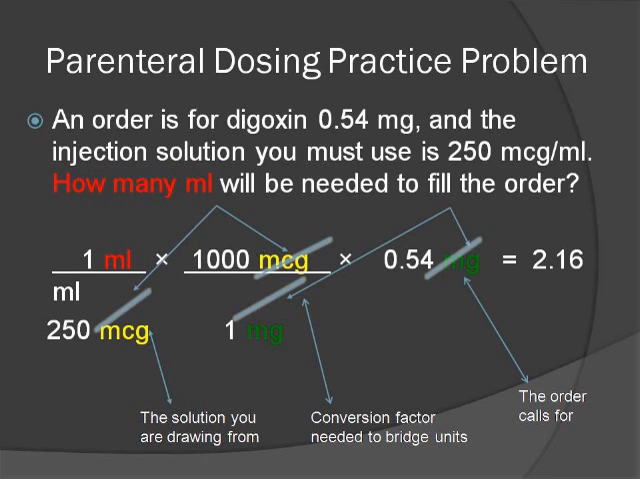Then I hit multiply, and I punch in 1,000. Then I hit divide, the number 1, and then I hit multiply, and then 0.54. And that will give you 2.16 mL.